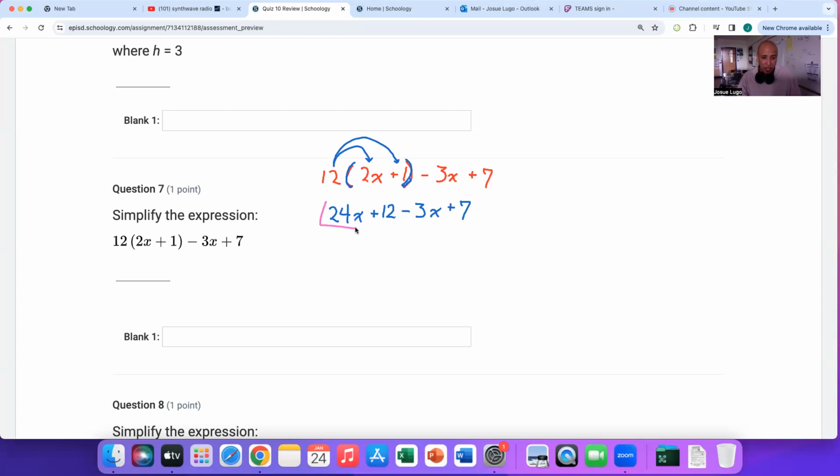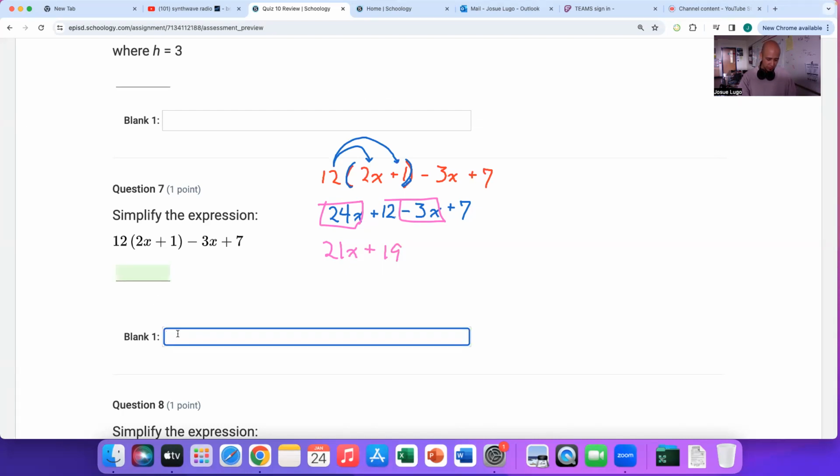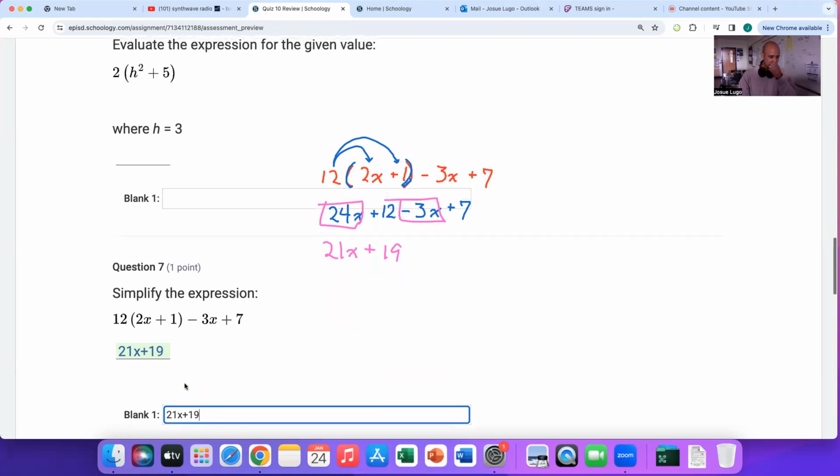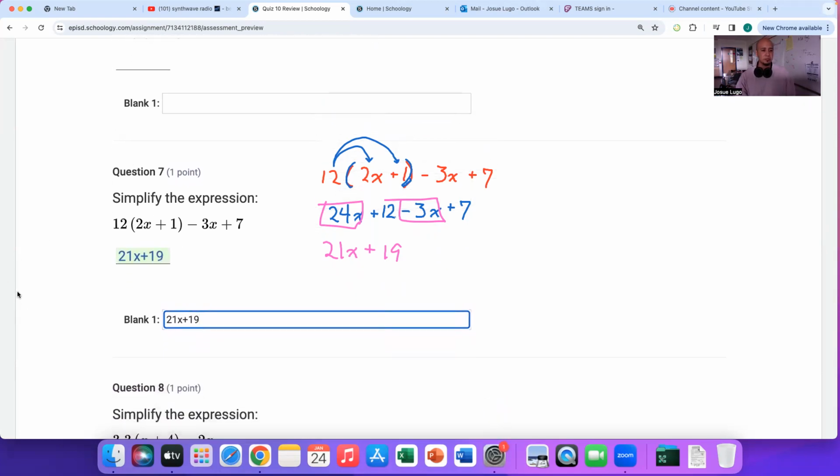So it's going to be 24x minus 3x, which is going to give me 21x. And then plus 12 plus 7 is 19, so 21x plus 19. And that's exactly what I would type in. I would type in 21x plus 19. Make sense? All right, moving on.